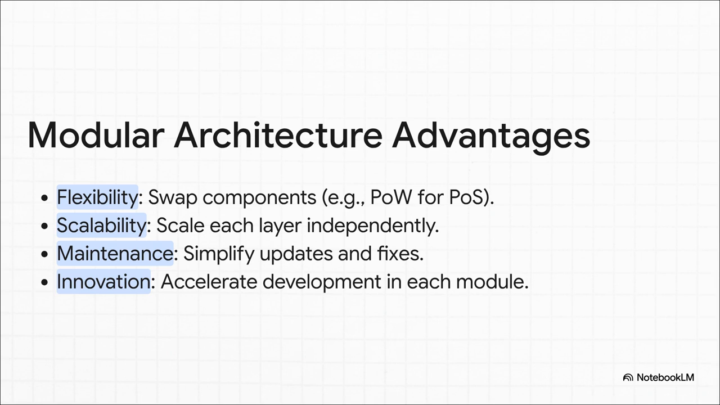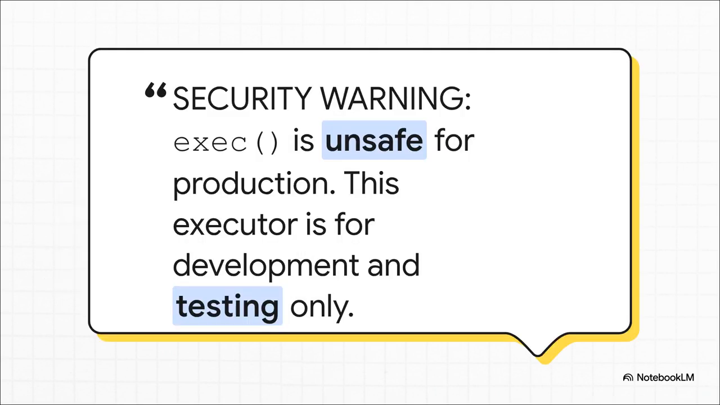Need to scale up contract execution performance? You can optimize that layer independently. Updates become way simpler without needing complex and risky hard forks. And maybe most importantly, innovation can happen so much faster because different teams can specialize and push the boundaries on each module separately. But, and this is super important, let's keep our feet on the ground.